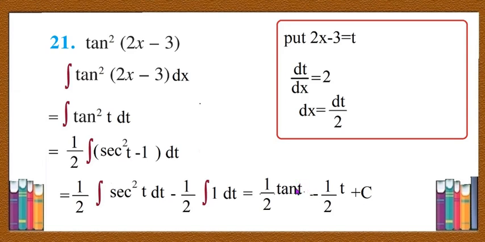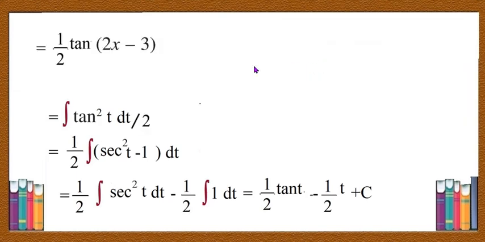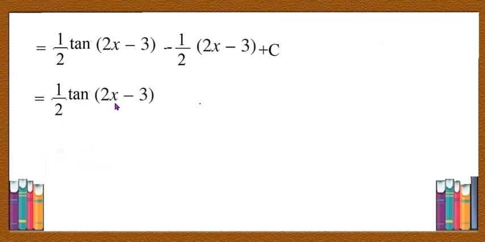Finally, you have to substitute t is 2x minus 3, and the answer is 1 by 2 tan (2x minus 3) minus 1 by 2 (2x minus 3) plus c. Further you can simplify like this: 1 by 2 tan of (2x minus 3) minus 1 by 2 into 2x, which is minus x, minus 1 by 2 into 3, which is plus 3 by 2, plus c. This can be represented by a new constant, and that is equal to c. Finally you can write the answer like this: half tan of (2x minus 3) minus x plus c.